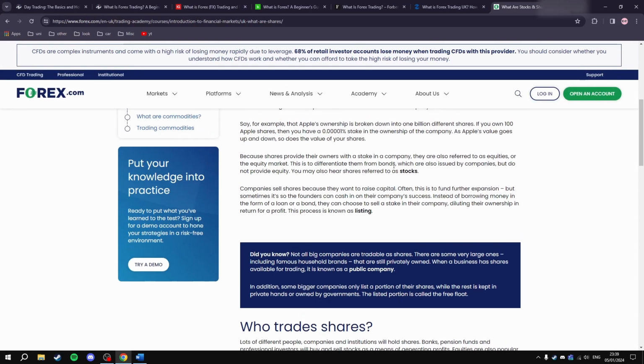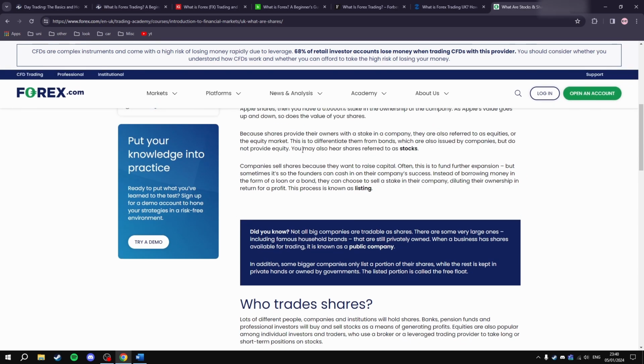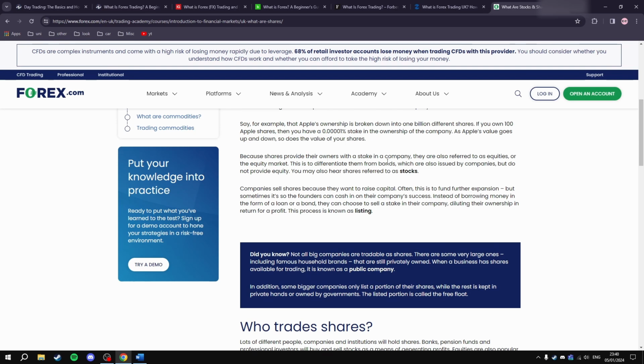Say, for example, that Apple's ownership is broken down into 1 billion different shares. If you own 100 Apple shares, then you have a 0.1% stake in the ownership of the company. As Apple's value goes up and down, so does the value of your shares. Because shares provide the owners with a stake in the company, they are also referred to as equities, or the equity market.